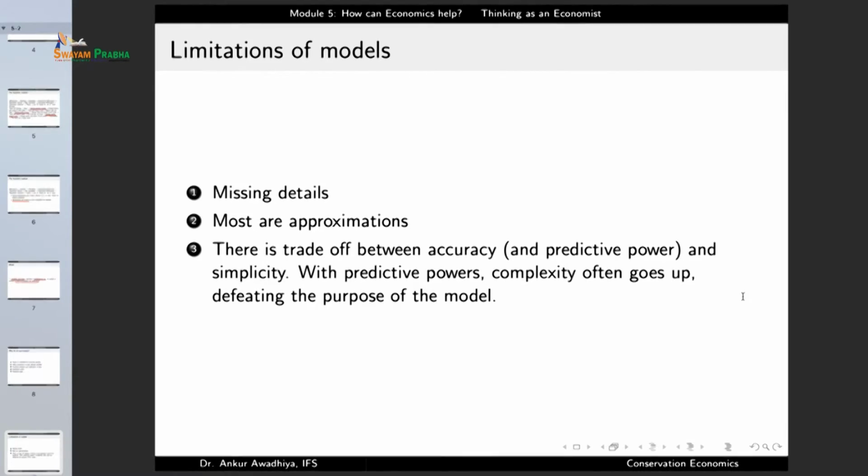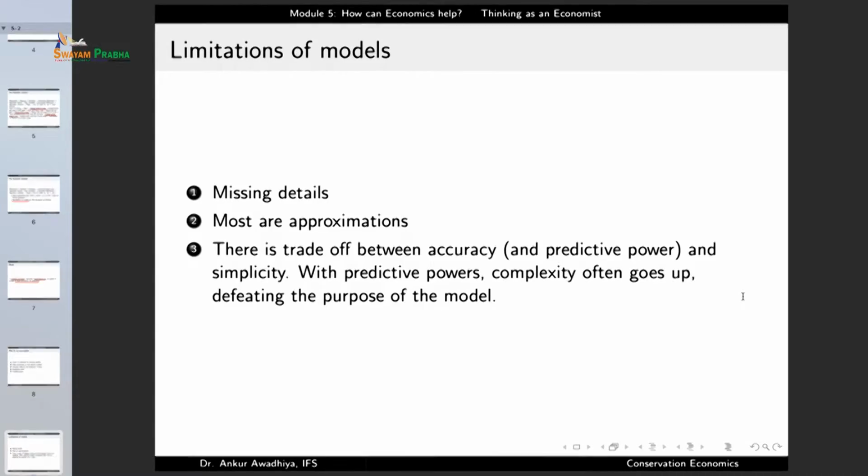Then there is a trade-off between accuracy and predictive power and simplicity. Now, if you have a model and you want to be extremely accurate, then you will have to consider all the smaller variables that are also playing a part. But then if you include all the smaller variables, then your model becomes so complicated that it becomes difficult to comprehend and difficult to explain and probably even difficult to deploy. So there is always a trade-off between accuracy and predictive power on one hand and simplicity. With more predictive power, complexity goes up, which might defeat the purpose of the model.